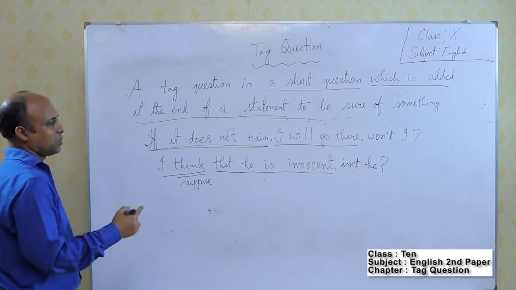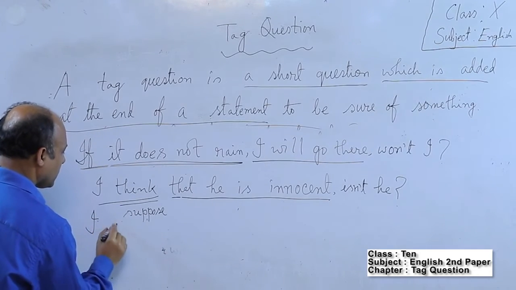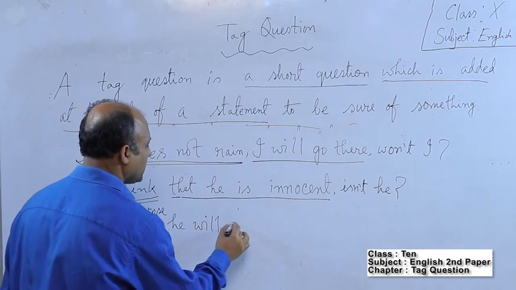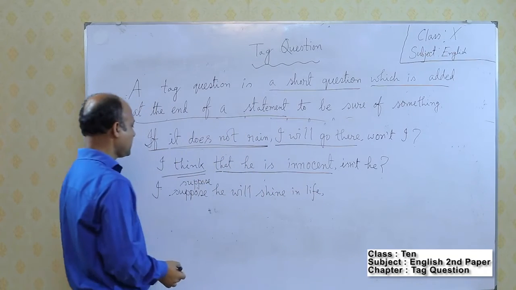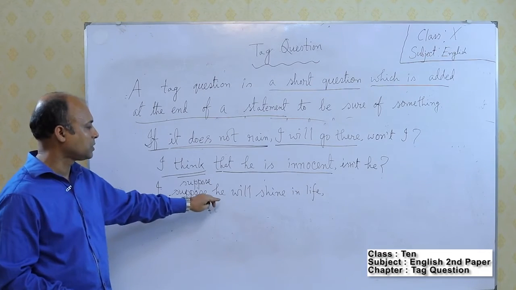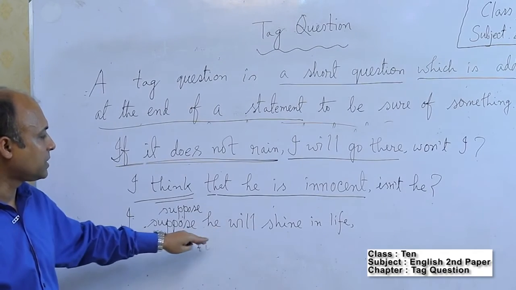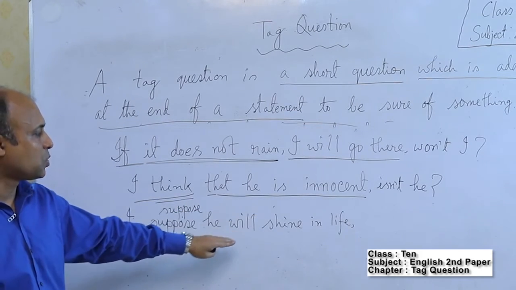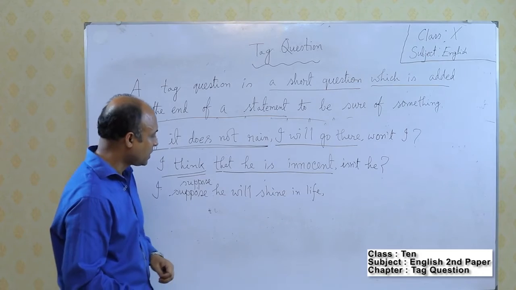Okay. We can also make other sentences here. I suppose he will shine in life. Here you see, I suppose he will shine in life. That might be silent also, no problem. Here the conjunction that is silent. So which one is the subordinate clause here? He will shine in life, that is the subordinate clause. So you should add the tag question according to the subordinate clause, not according to the principal clause. I suppose he will shine in life. Won't he?